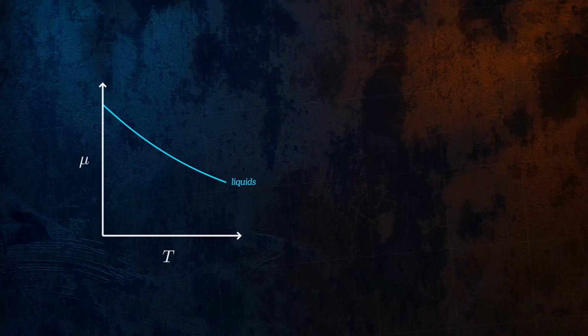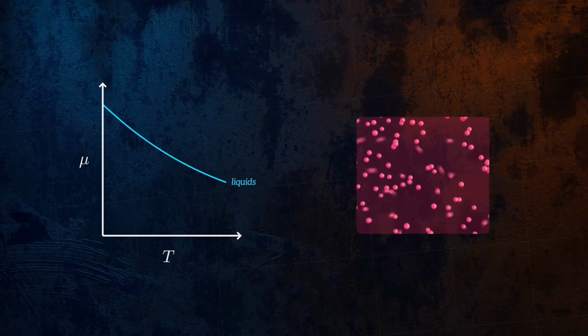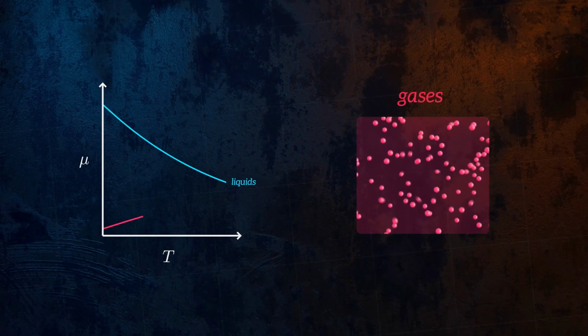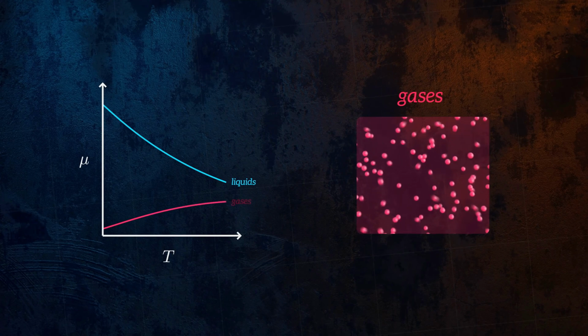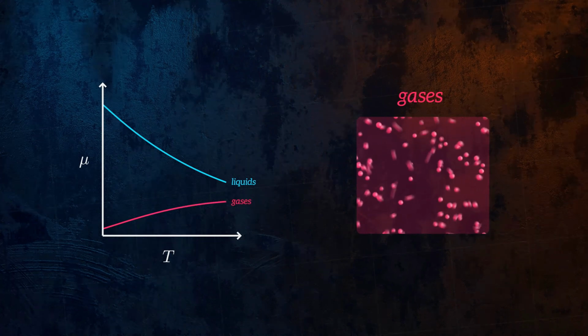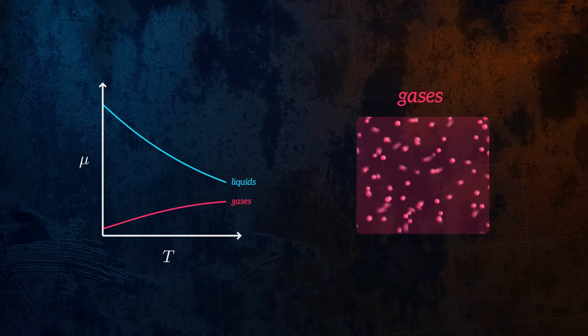But temperature has the opposite effect in gases. Viscosity increases with increasing temperature, because the higher temperature means that gas molecules have more random motion, which results in more intermolecular collisions.